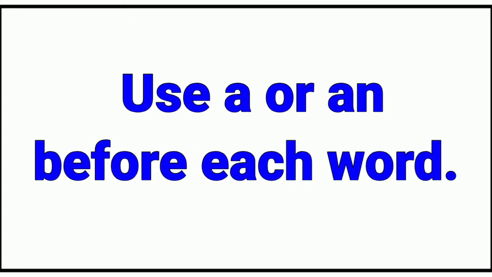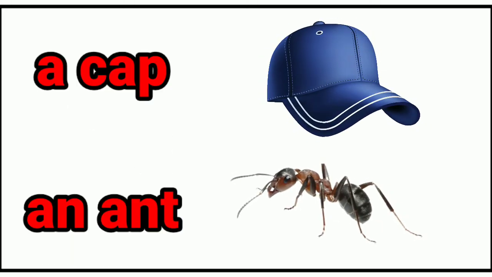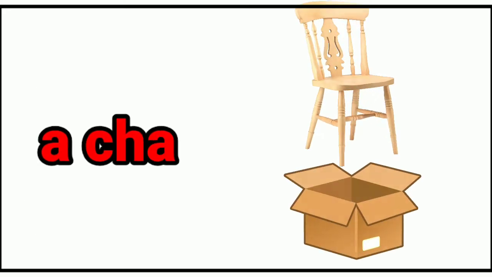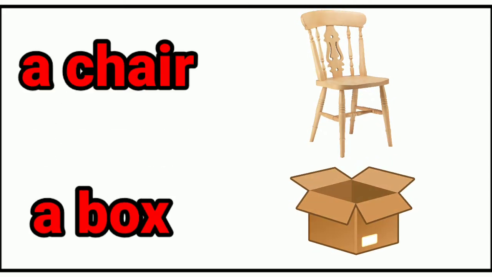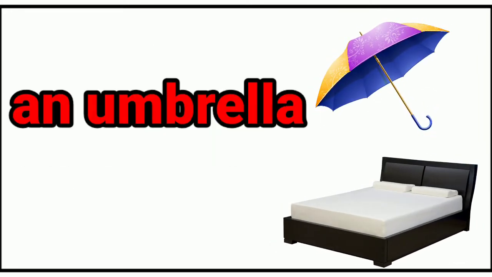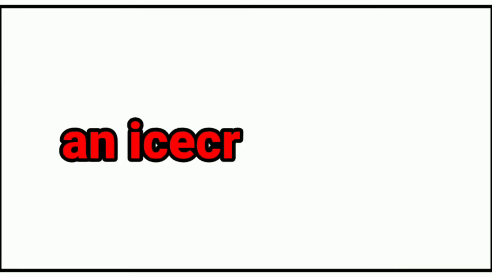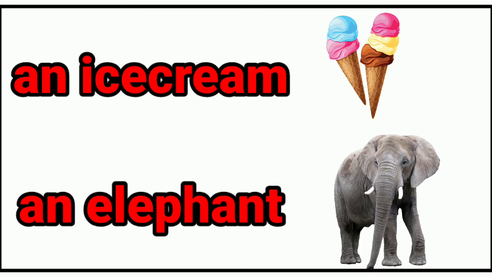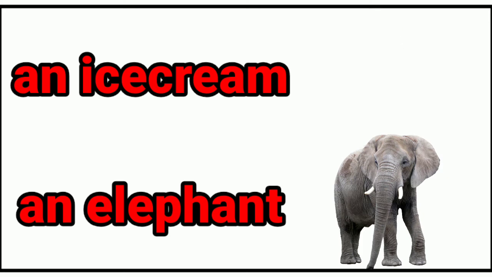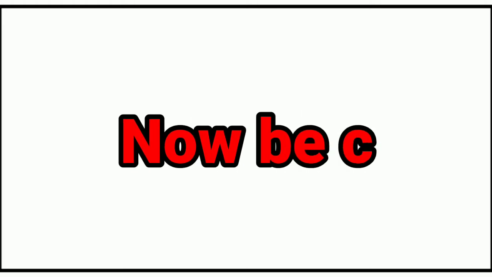Let's do an activity. Use a or an before each word. Cap, a cap. Ant, an ant. Chair, a chair. Box, a box. Umbrella, an umbrella. Bed, a bed. Ice cream, an ice cream. Elephant, an elephant.